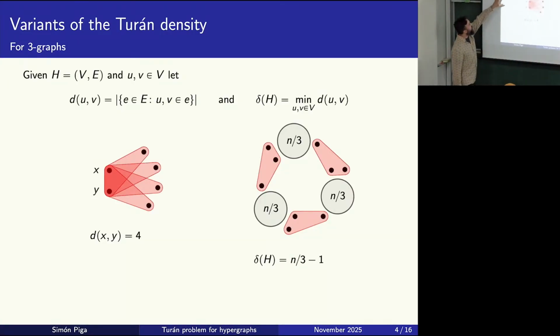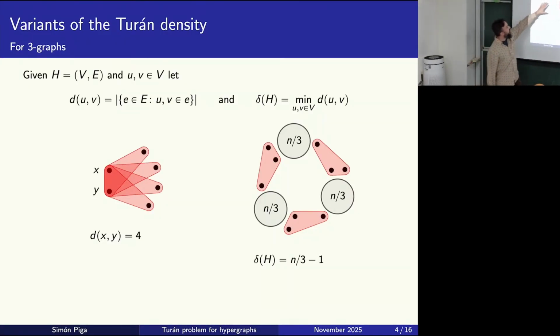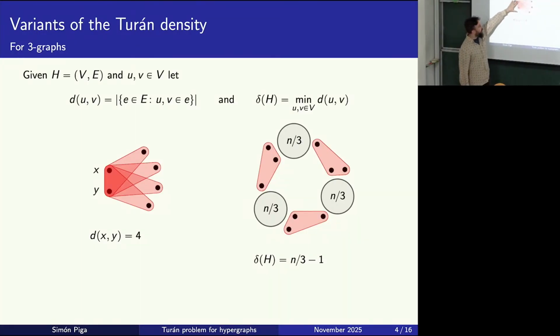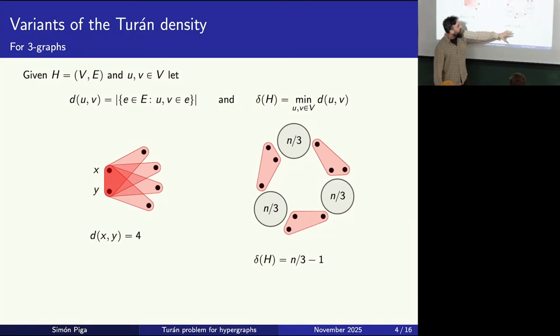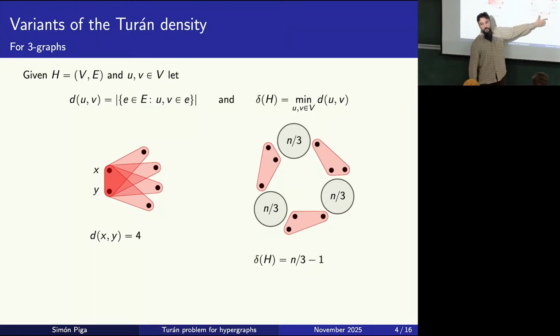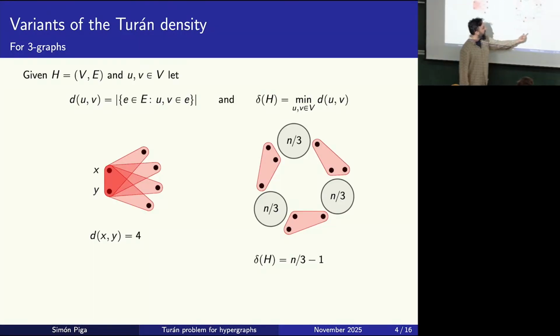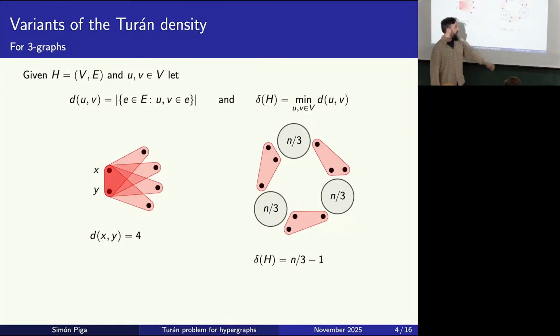If you have a 3-uniform hypergraph and you take 2 vertices, the codegree of these 2 vertices is going to be just the number of edges that contain this pair. So for example, in this case, the codegree is 4. And the minimum codegree is going to be, among all possible pairs, the minimum codegree that is achieved. So this construction, for example, has minimum codegree n/3 minus 1.